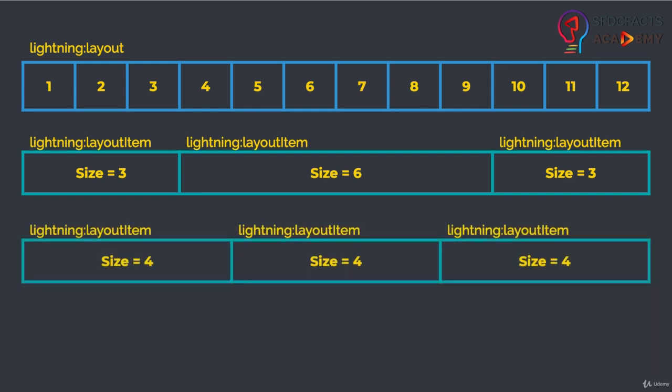The only thing is you cannot use decimals here. You cannot have one grid as 1.5 and the other grid as 10.5. It should be a whole number. So now we are going to go to the Lightning design system where we'll see more examples of Lightning layout before we actually implement this in our board panel component.